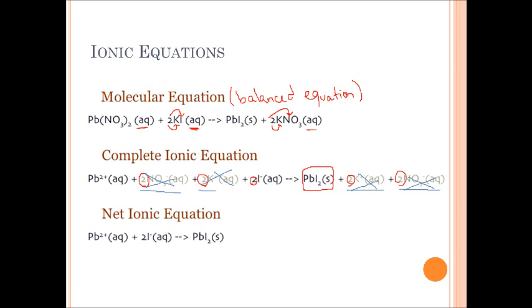So you can either do the complete ionic and mark out your spectator ions, or you can just simply look at your solid here and think about, okay, what do I need? Well, I know I need a +2, and I know that I need 2 iodine to make this solid, okay? And that's what you see here. Your net ionic is just lead +2 iodines leads to lead 2 iodide.